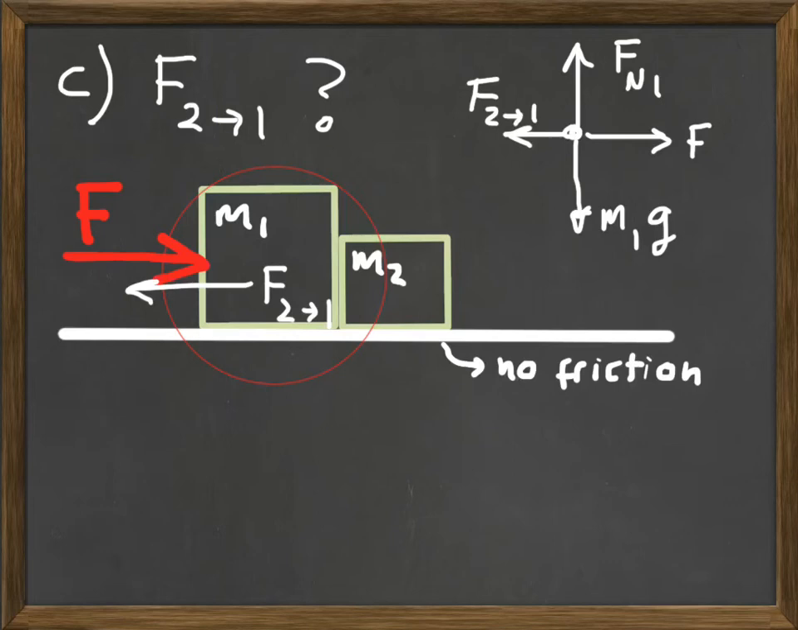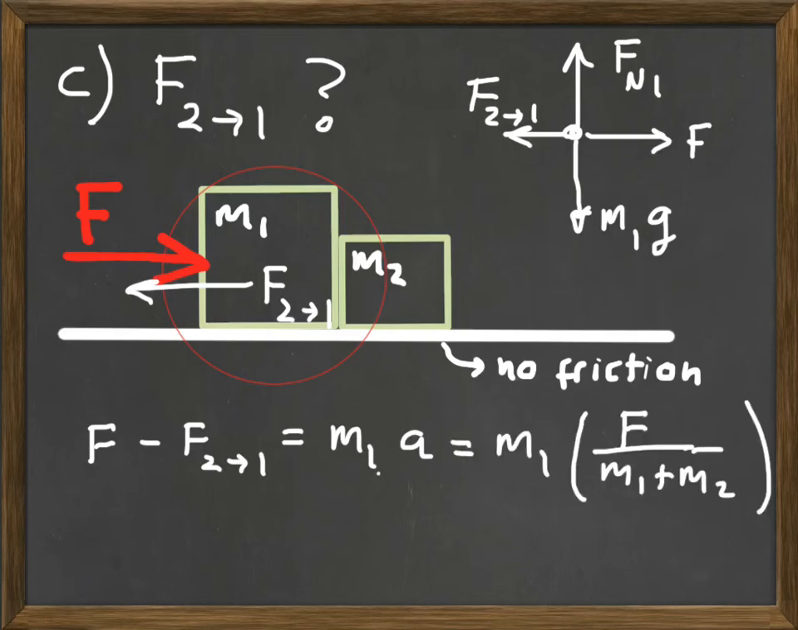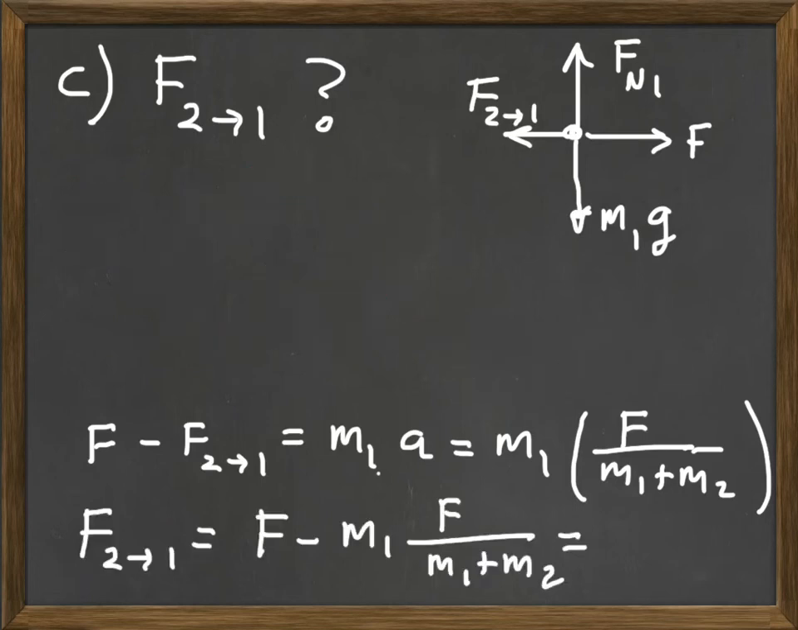Clearly in the vertical direction, those 2 forces, Fn1 and m1g, must cancel, but horizontally, those forces, F and F2 on 1, do not cancel, because we know that there is an acceleration. m1 is accelerating as much as m2 is. So the sum of the forces in the x direction is not 0, it's equal to the mass of the object of interest, m1, multiplied by a. We are after solving for F2 on 1.